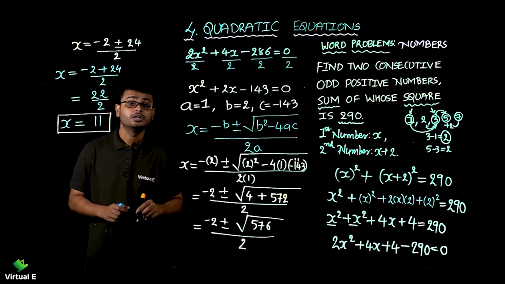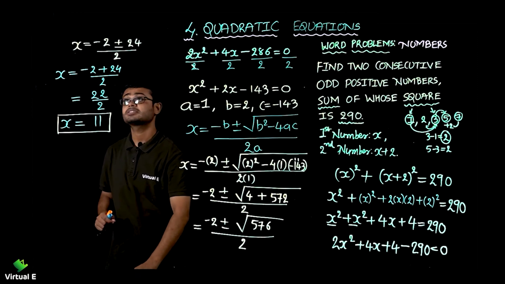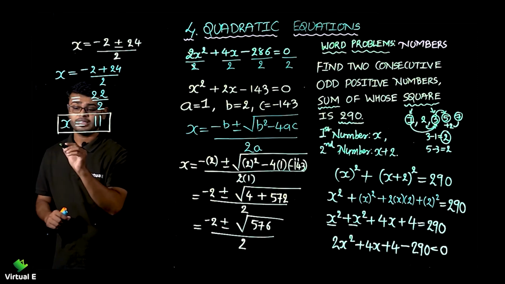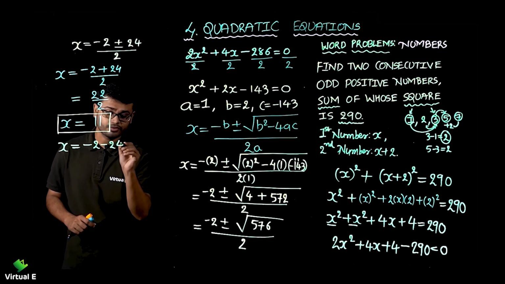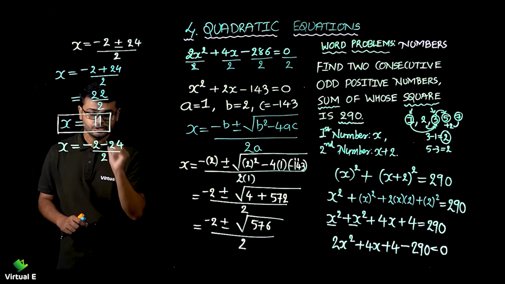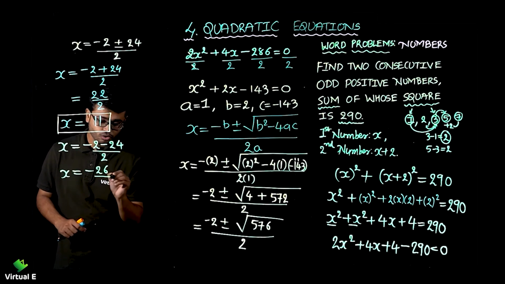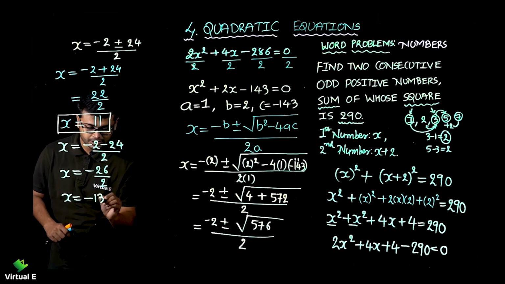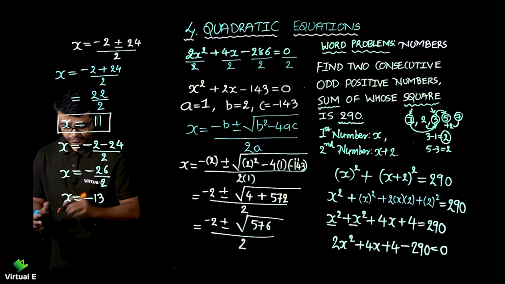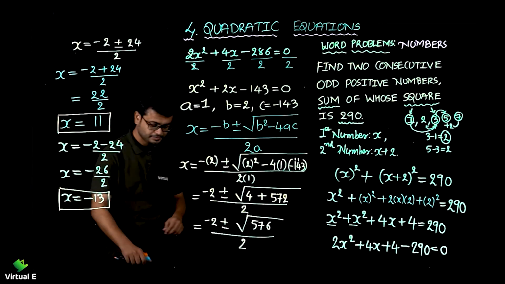Done. Now the second case, I will be taking negative 24. So x is equal to minus 2 minus 24 and in denominator 2. So x is equal to minus 26 over 2. So x is equal to minus 13. Now you must be thinking there are two answers. Which of them is correct?